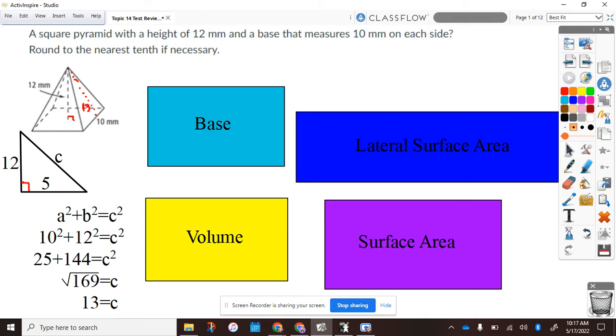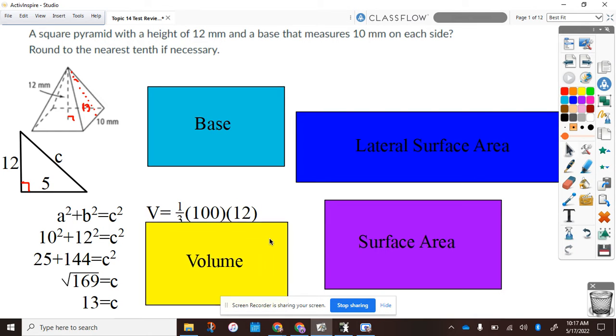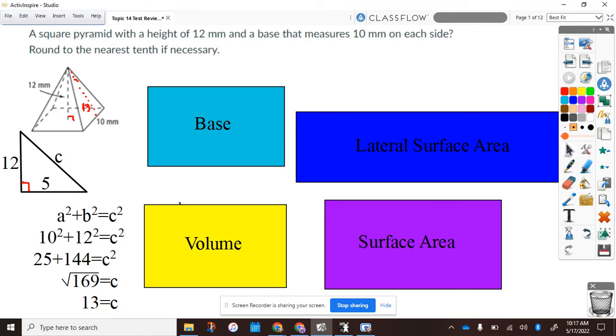Now look at your formula. As I recall, the formula for the volume of a pyramid is 1/3 times the area of the base times the height of the pyramid. And I'm taking that formula from the back wall. This is something that you should probably put on your cheat sheet: 1/3 times the area of the base times the pyramid height.